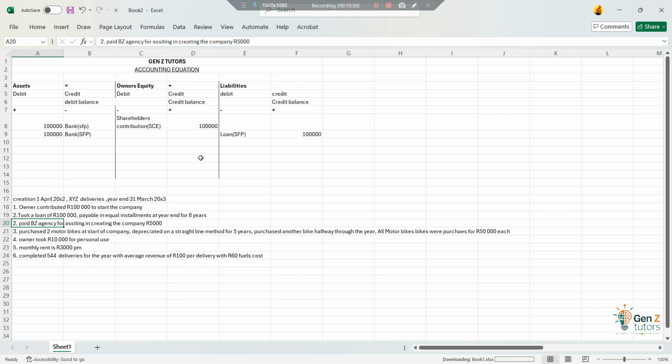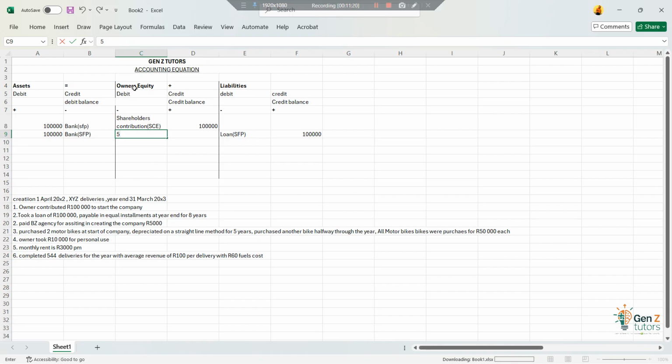They do not affect our shareholders' contribution. Yes, we are starting the company now, but it does not mean that the shareholders contributed less. They contributed 100,000, so it's still gonna remain as 100,000. But now what is gonna happen is that we now have an expense. We now have an expense of 5,000. So expenses increase where?